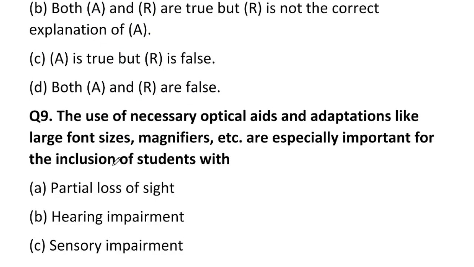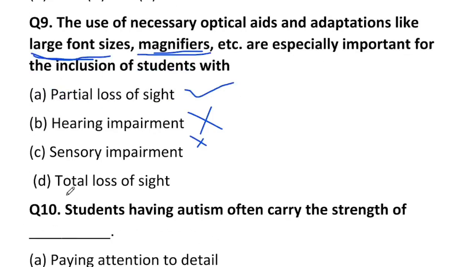Question number 9. The use of necessary optical aids and adaptations like large font size and magnifiers are especially important for the inclusion of students with dash. Partial loss of sight. Yes, a partial loss of sight student can see clearly with large font size or magnifiers. Hearing impairment, no. Sensory impairment also no. Total loss of sight, can't see anyhow at any cost. So the answer will be partial loss of sight.